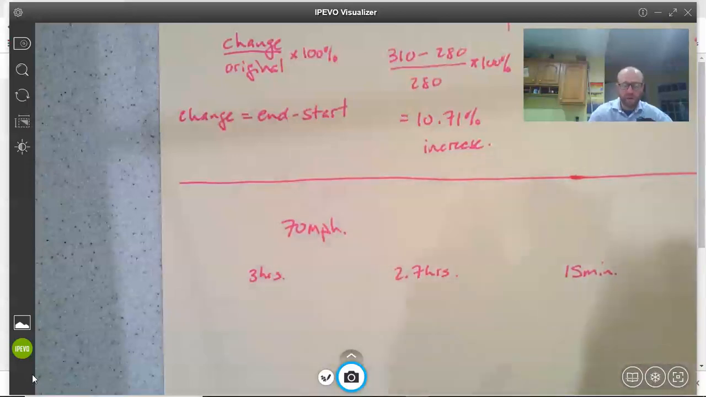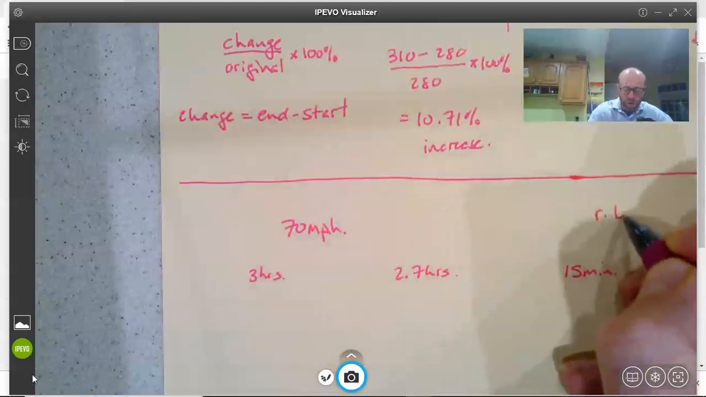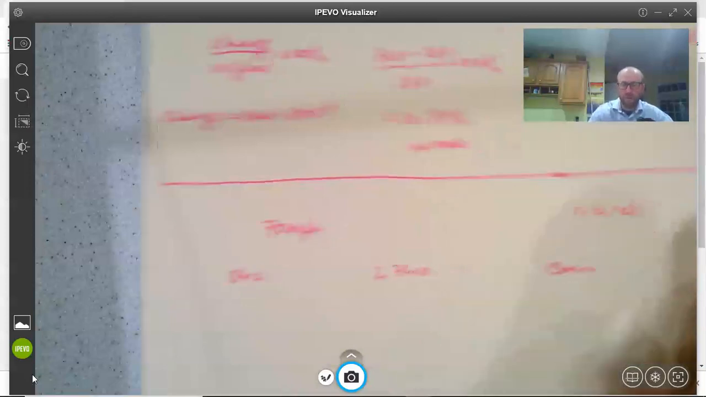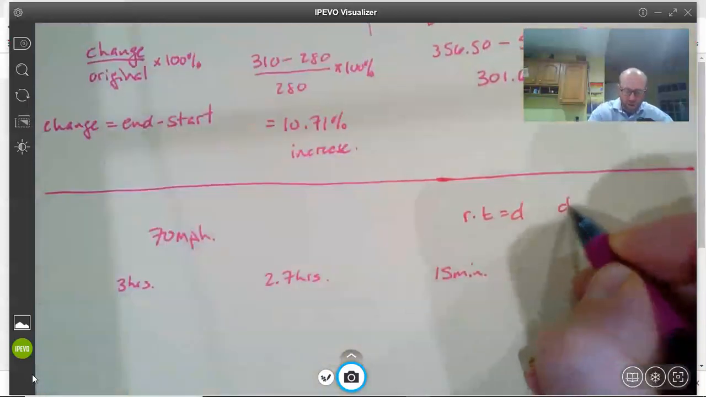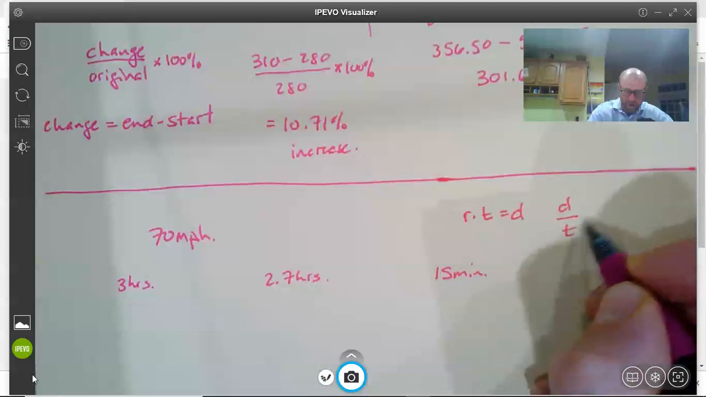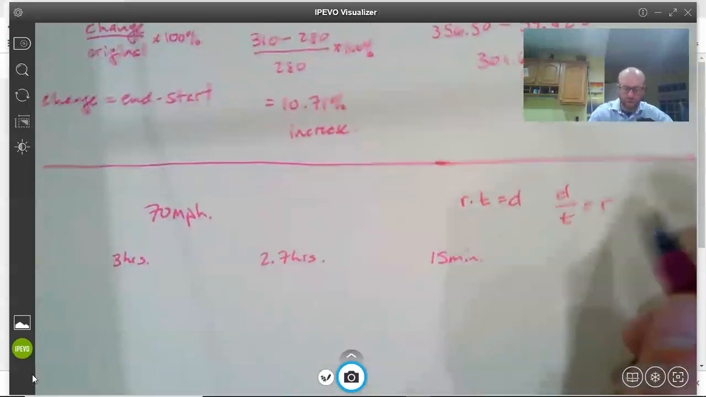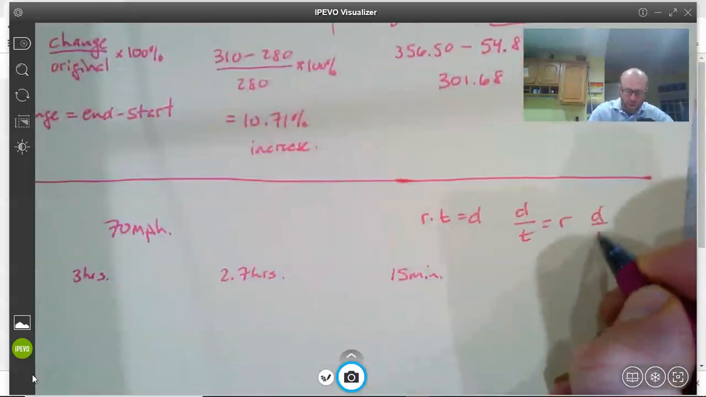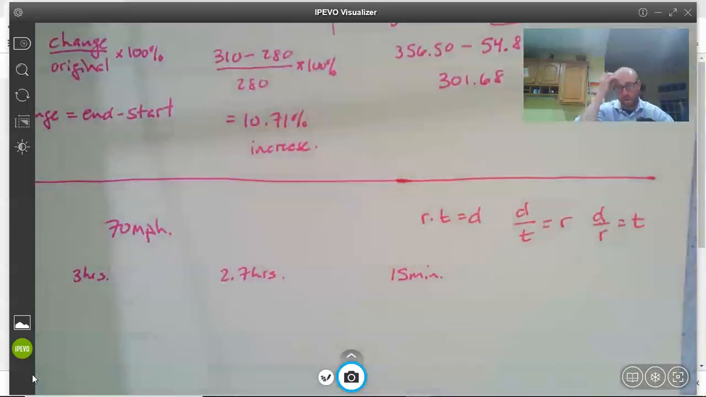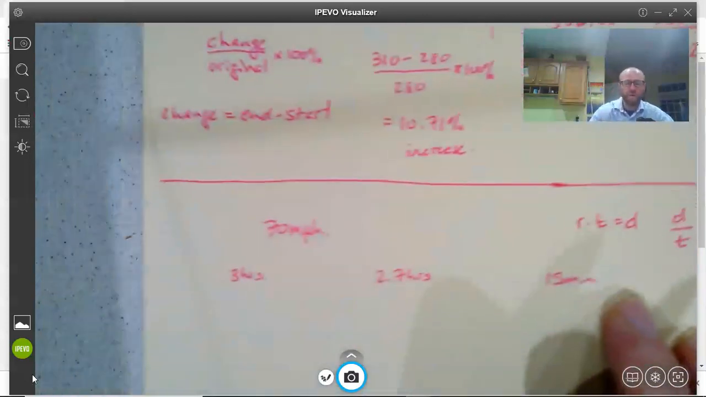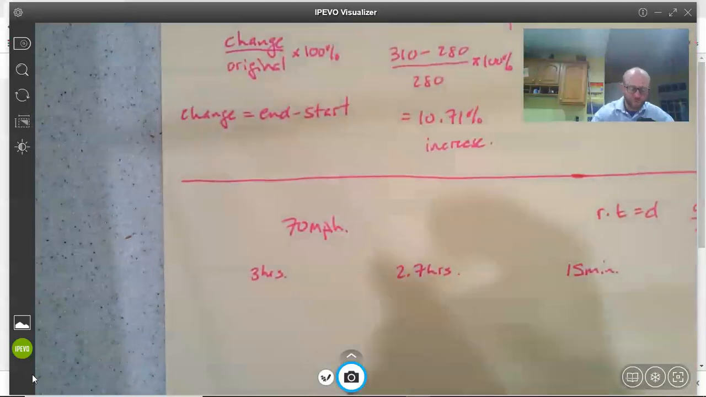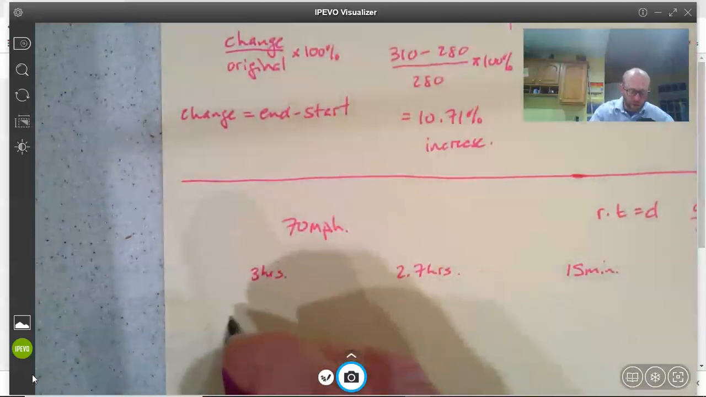Now in the past, we've done this using the formula rate times time equals distance, which can be rearranged as distance over time equals rate if I need to solve for rate, or distance over rate equals time if I need to solve for time. But we could also approach these problems using tables. So we'll do that. 70 miles per hour.